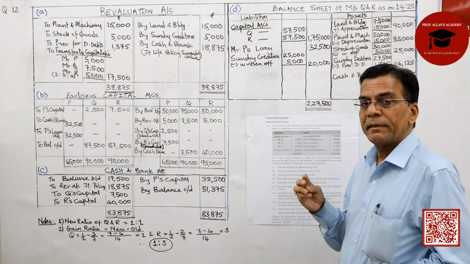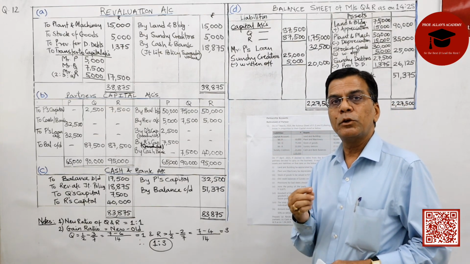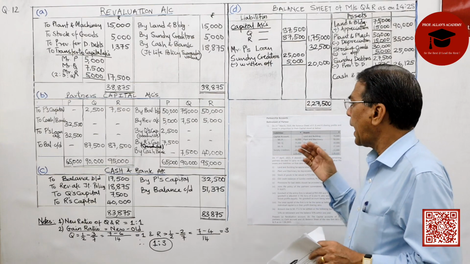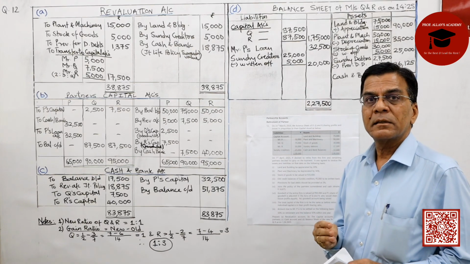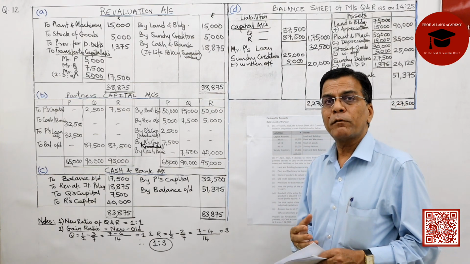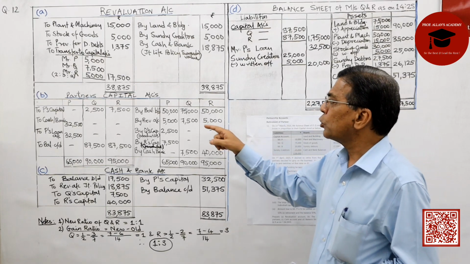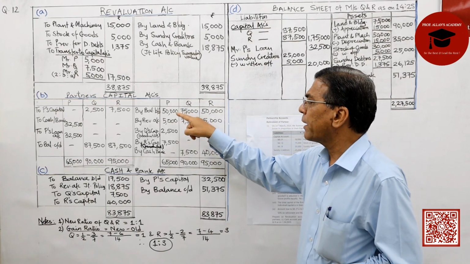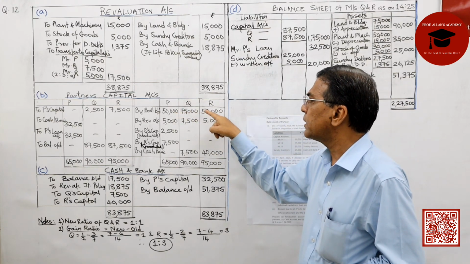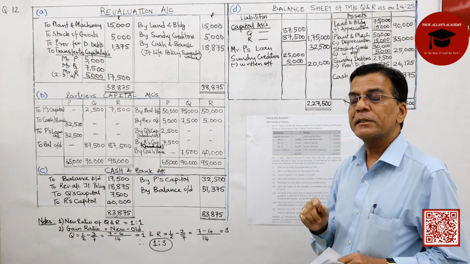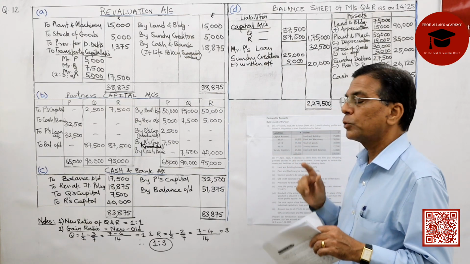It gives us that there are three partners, P, Q, R, and these partners are sharing profits and losses in the ratio of their capital. So what is the ratio of their capital? 50, 75, 50. That is 2:3:2.